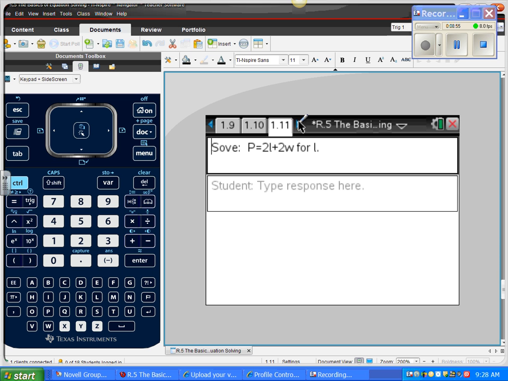P equals 2L plus 2W. I want to solve for L. So I want to isolate this L right here, which means I want to move everything away from it. So what's the first thing that I need to move? And remember, we're doing this backwards. So I want to undo addition, subtraction. Well, here's an addition sign. Let's undo it. So how do I undo it? I subtract it. So I'm going to subtract that over.